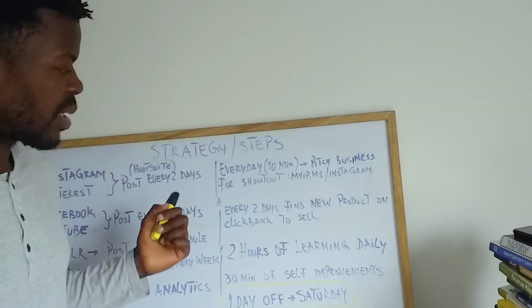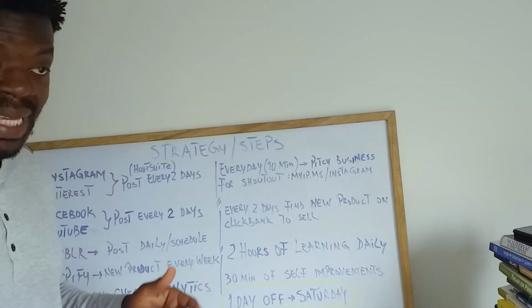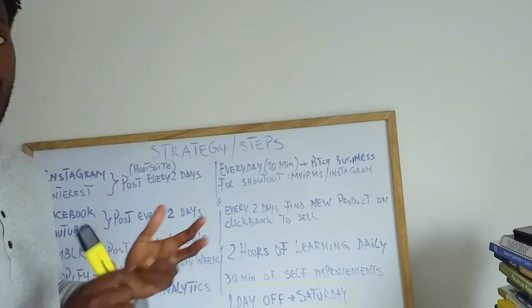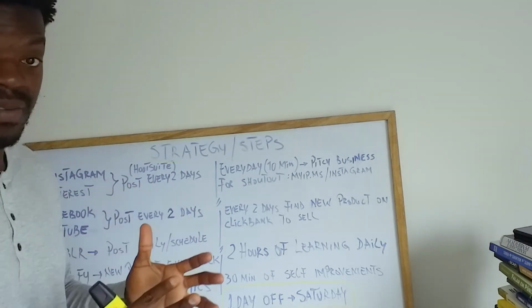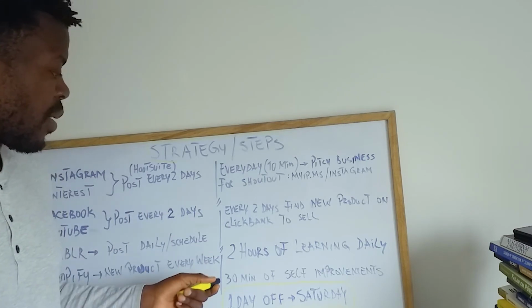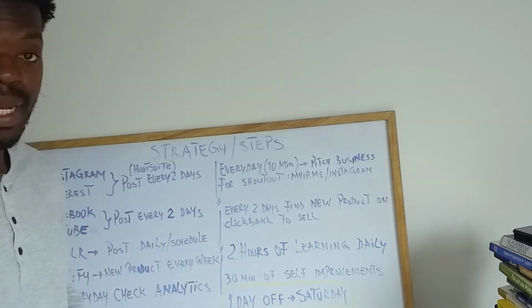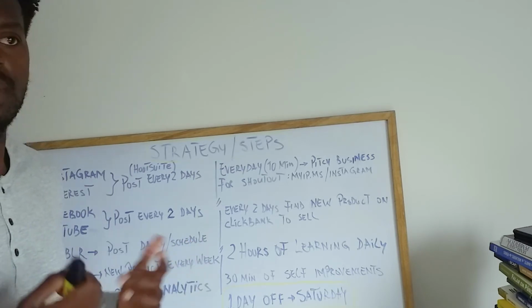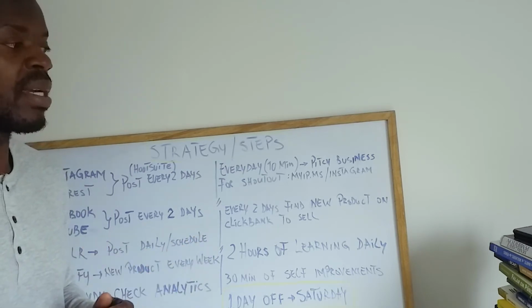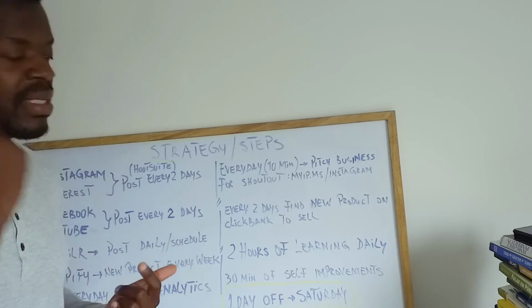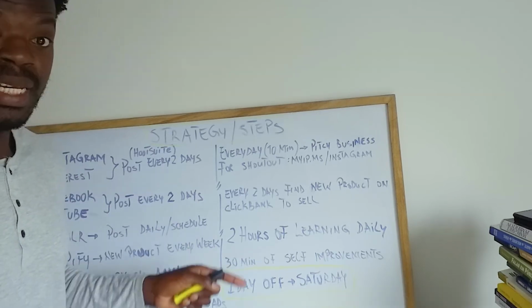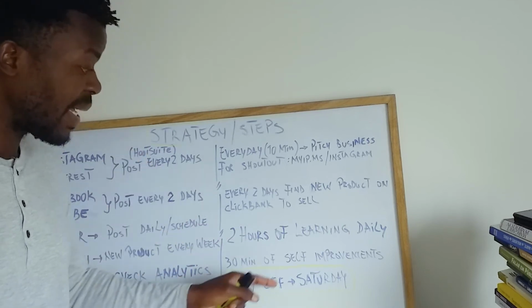And every day we're going to take 2 hours to learn something, on YouTube, in books, whatever it takes to achieve this goal. Also daily we're going to take 30 minutes for self-improvement, which means reading something new, especially for mindset, and we have to take 1 day off.